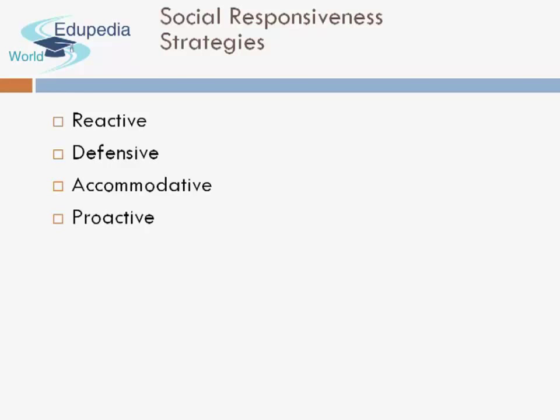In the proactive strategy, a company will anticipate responsibility for a problem before it occurs. So they would always look into it so that the company doesn't land up into any such problem. So these are the different ways a company responds to the social responsiveness. A company should not be reactive. Defensive is better than reactive, but a company should definitely be accommodative or proactive.